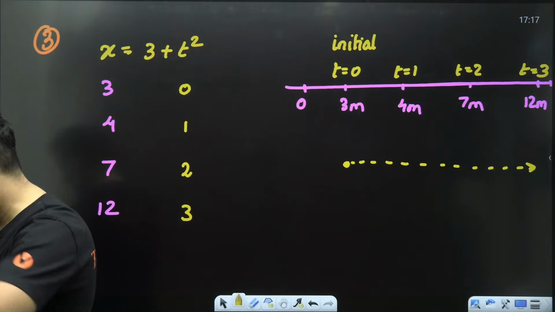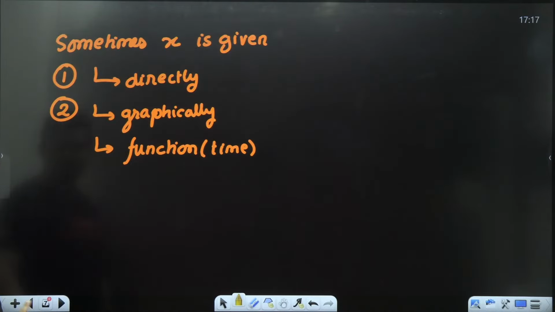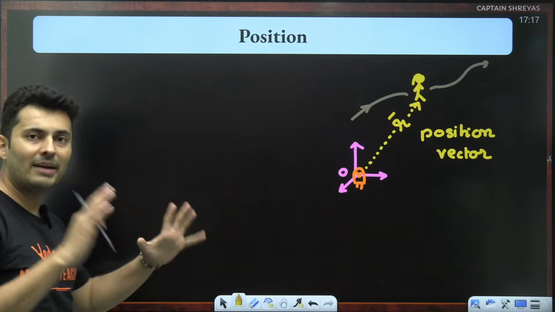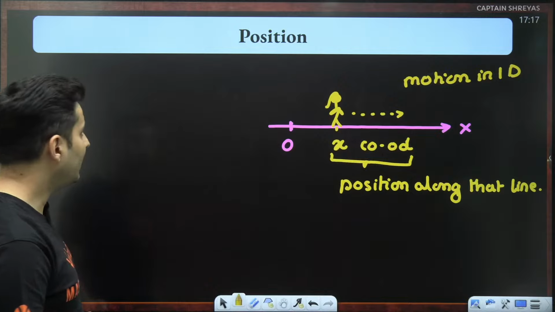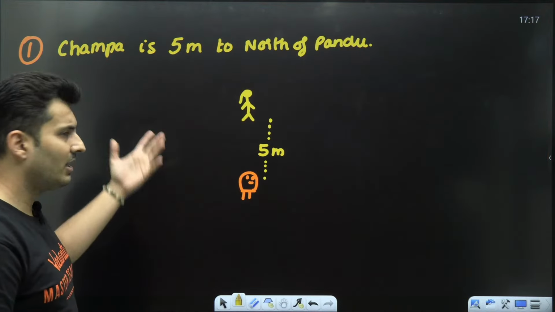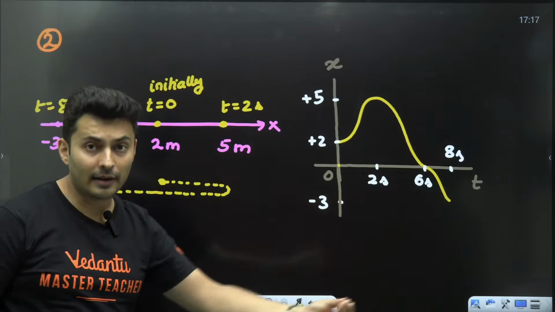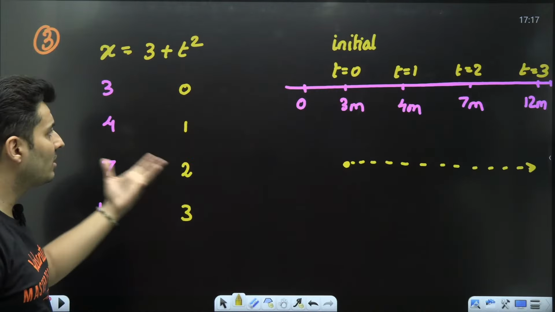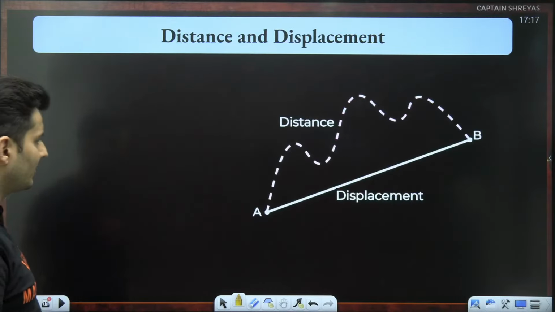Understood, everyone, till this point? What is position, truly speaking? Everybody understood what is the meaning of position? I hope I have explained it in detail. So position is basically nothing but a coordinate. It can be given to you directly like this one, in words, in statements. Second, it can be given to you in graph form. Also, it can be given to you in a function form like this, some function.